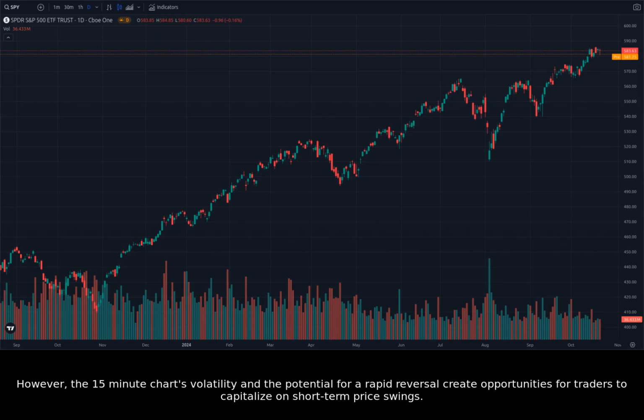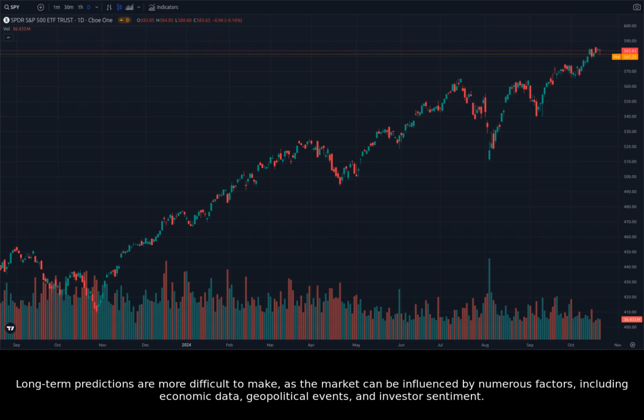However, the 15-minute chart's volatility and the potential for a rapid reversal create opportunities for traders to capitalize on short-term price swings. Long-term predictions are more difficult to make, as the market can be influenced by numerous factors, including economic data, geopolitical events, and investor sentiment.